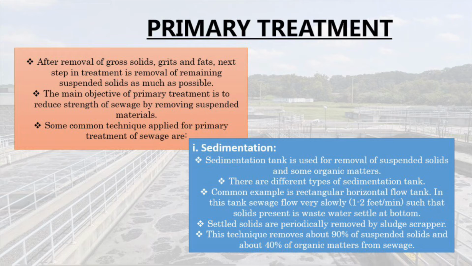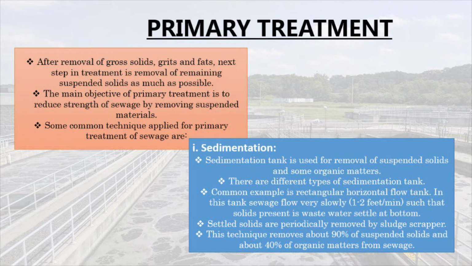Some common techniques applied for primary treatment of sewage are: the first thing is sedimentation. A sedimentation tank is used for removal of suspended solids and some organic matters. There are different types of sedimentation tank. A common example is the rectangular horizontal flow tank.